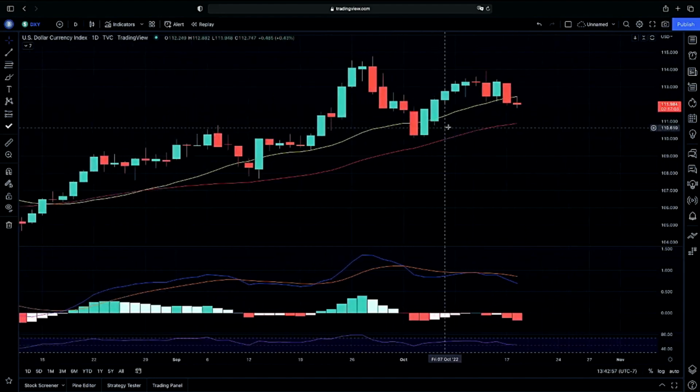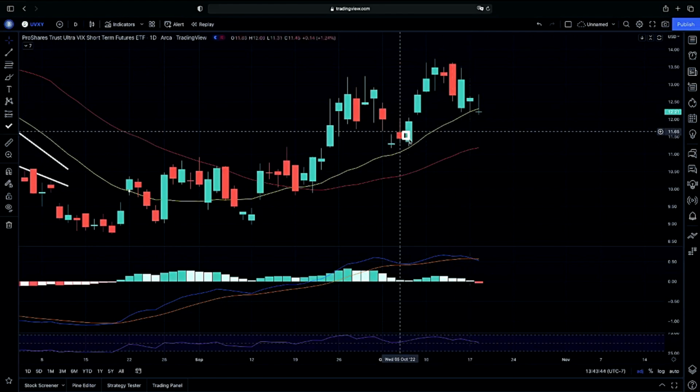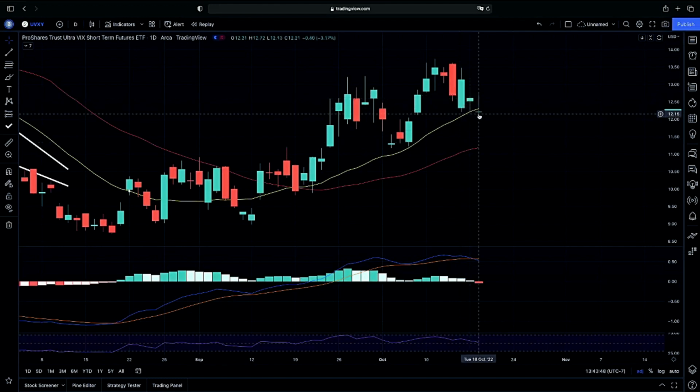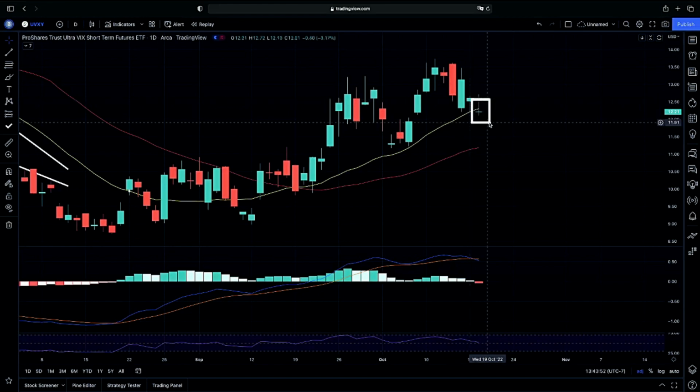So keeping that on watch and looking at the VIX. This is our volatility against the market. As you guys can see, we have been continuing to respect our 20-day moving average. The first time we have gotten a candle that closed below our 20 is today. So we have not closed below our 20 until today.